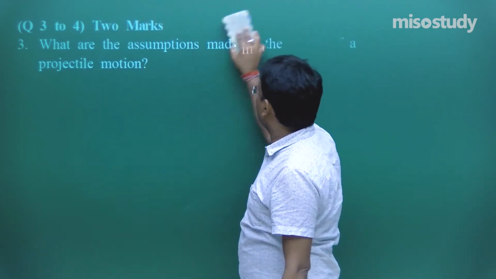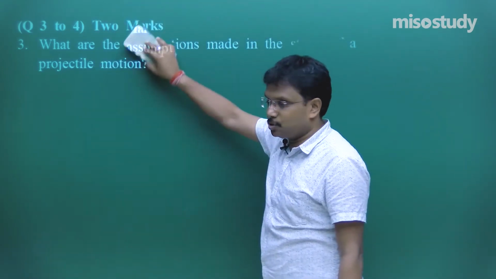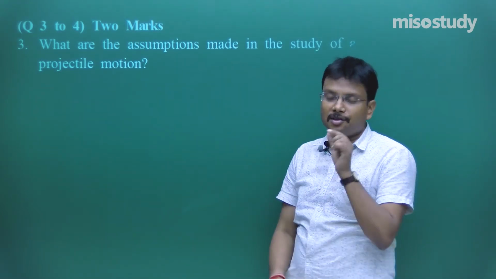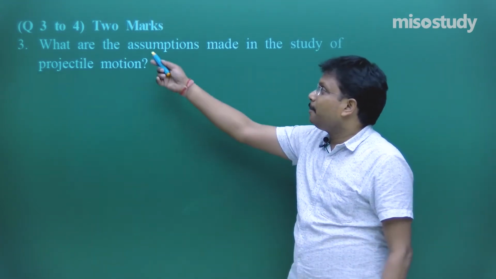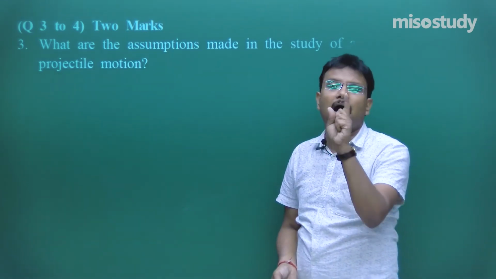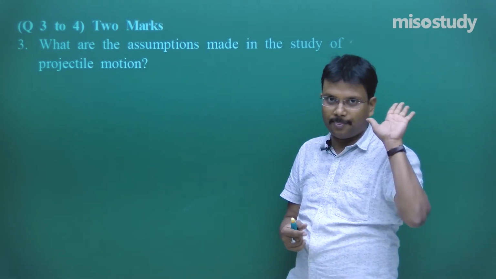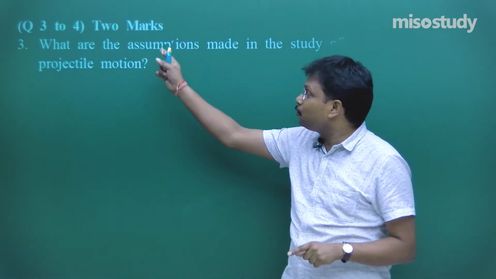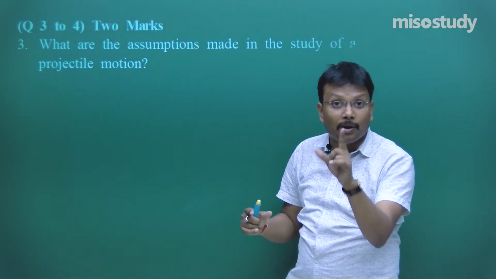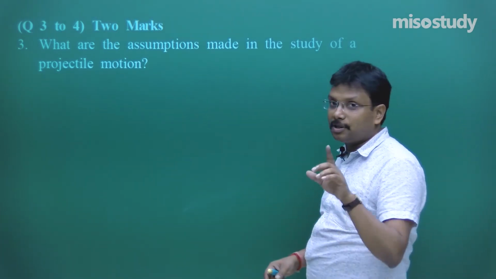Now consider the situation. What are the assumptions made in the study of projectile motion? In simple words, because it is a 2 mark question, at least 1.5 lines or 2 small lines are required. It is not a 1 mark question, it is a 2 marks question. So at least you have to explain that particular concept.